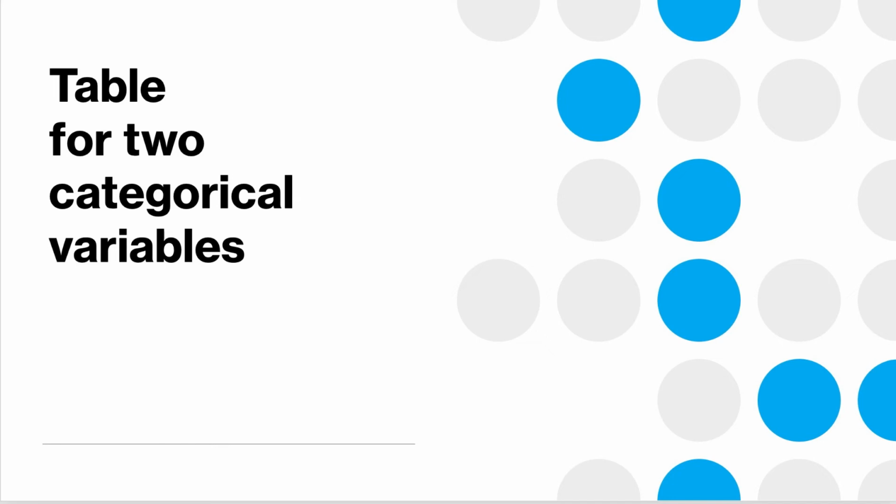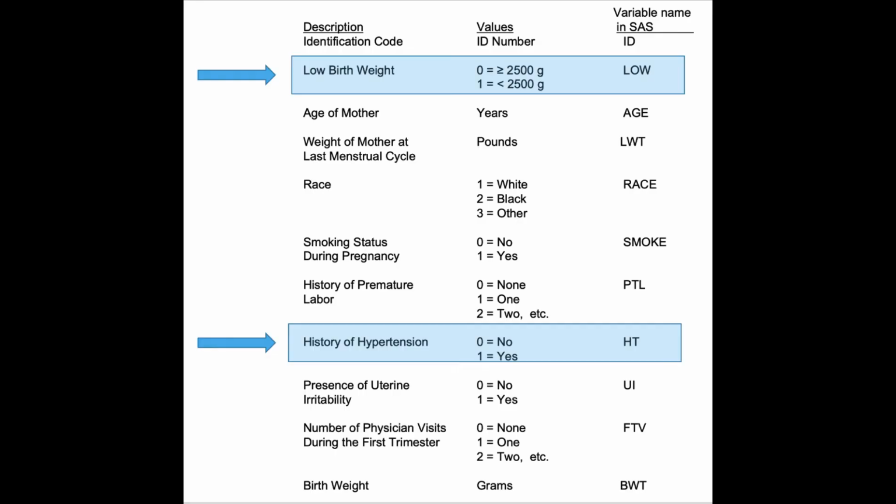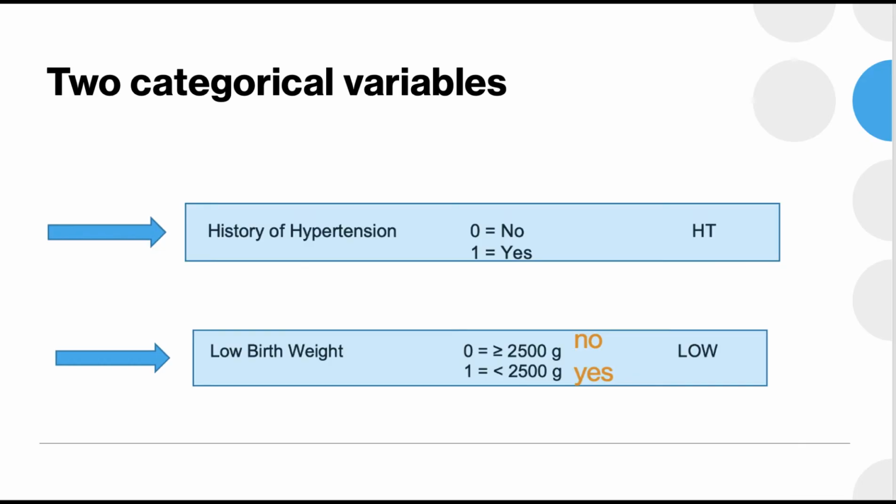In this tutorial, we'll create a table and a chart for two categorical variables, starting with a table. We will be using the weights dataset, so make sure that's in your class stat folder. Let's look at the combination of low birth weight by history of hypertension. We can note how they're coded, 0 for no and 1 for yes.